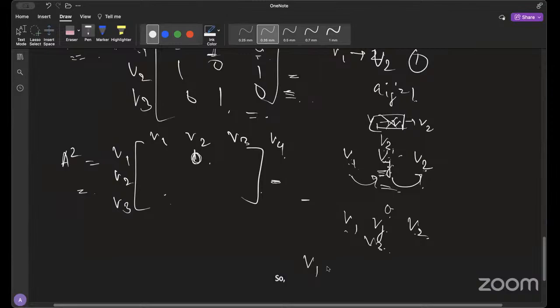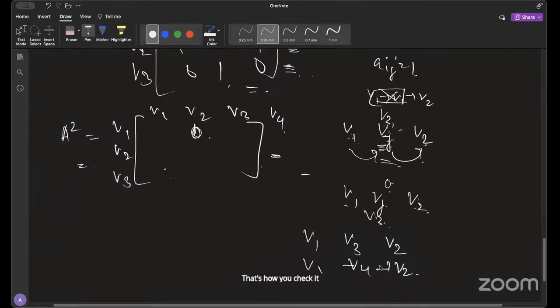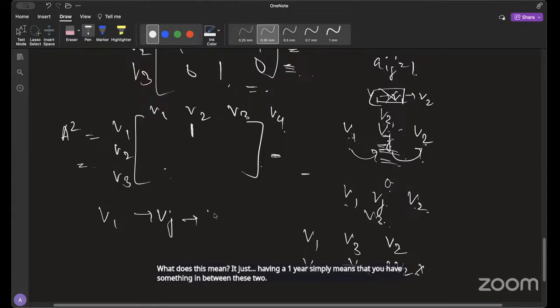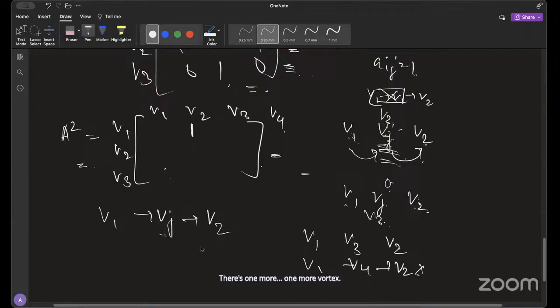So first you check if there is an edge from V1 to V3, and then from V3 to V2. And you will check from V1 to V4 and then to V2. So that's how you check it. If you find any of these true, if say you find there's a path from V1 to V2 via V3, then you don't need to check the others, because you just wanted to find if this is true. Let's just say there is a 1 here. What does this mean? Having a 1 here simply means that you have something in between these two things. That means you can reach V2 via Vj. There's one more vertex. That's what it means.